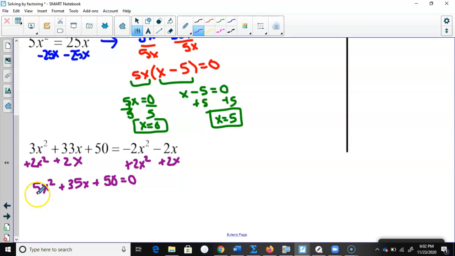I'm now going to look and say, wow, 5, 35, and 50, they all have something in common. They have a 5 in common. So I'm going to take that GCF out. That leaves me with x squared plus 7x plus 10. And I'm going to set that equal to 0.